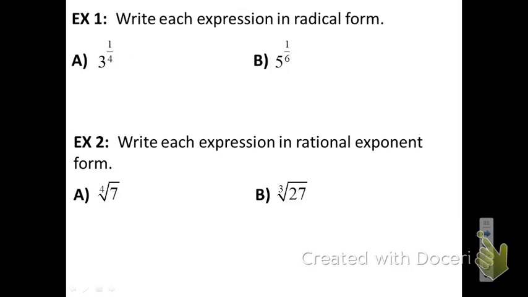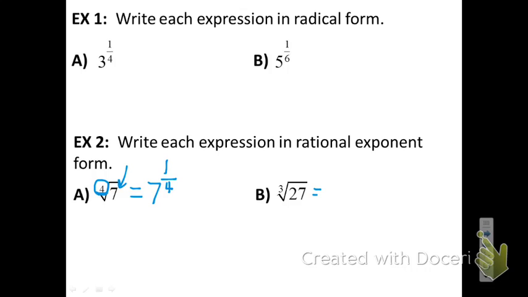Okay, we're going the other direction on example 2. It's going to give you it in radical form, and it wants you to express it in rational exponential form, or exponent form. So the base is still 7. This, if you remember, is the bottom of the fraction, and because there is no exponent right here, the top number is a 1.